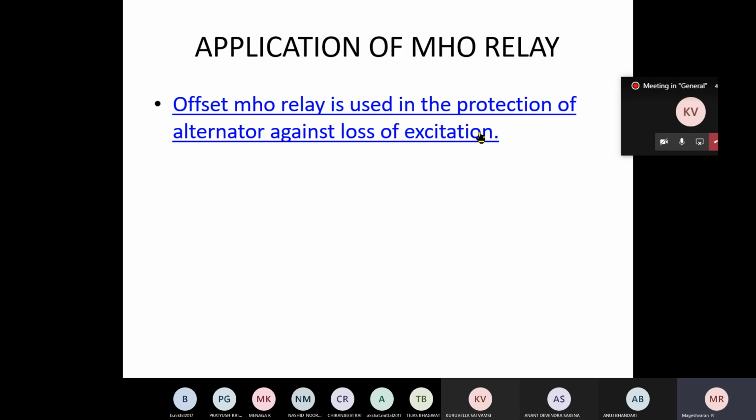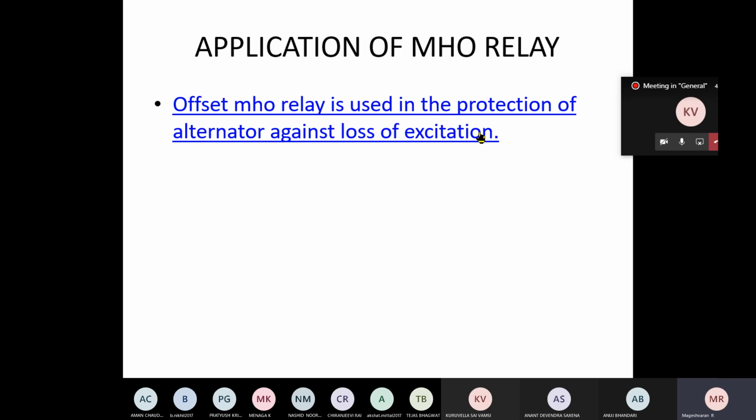Because even without excitation, the alternator can continue to operate and deliver real power and absorb reactive power. But it cannot operate as an alternator. Instead, it will operate as an induction generator. Thereby, it will get overspeed. So it is going to consume the reactive power and it is going to deliver the real power.